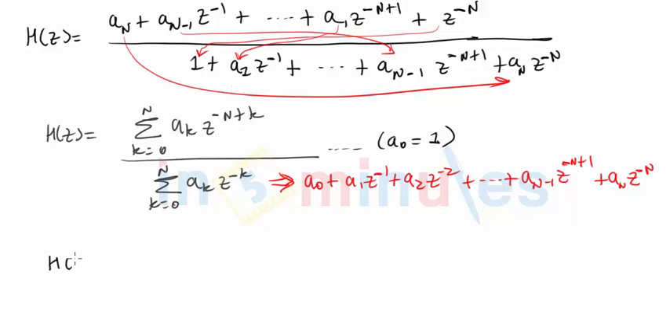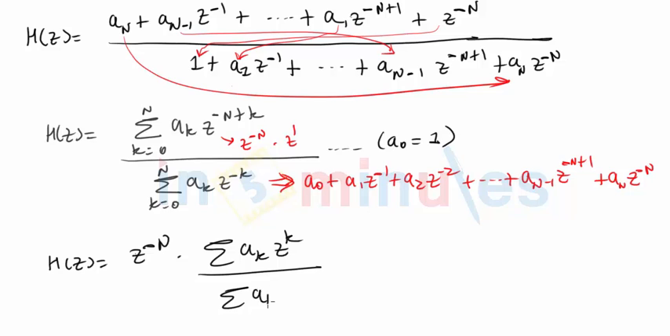Okay, so in the next step, I can write h of z equal to, now I can split this into two parts. One will be z raised to minus n and the second will be z raised to k, out of which z raised to k will remain inside the summation because summation variable is k, but z raised to minus n can be taken outside. So h of z will become z raised to minus n into summation ak z raised to plus k divided by summation ak z raised to minus k. In both the cases, k will vary from 0 to n.